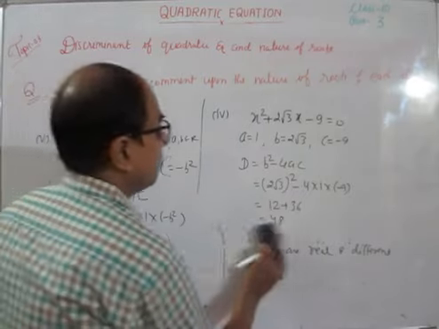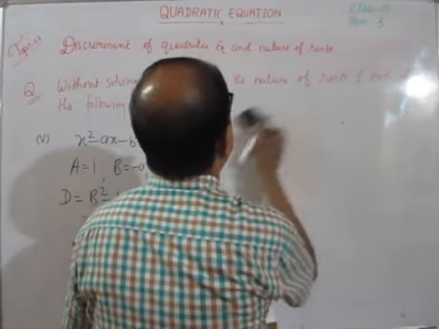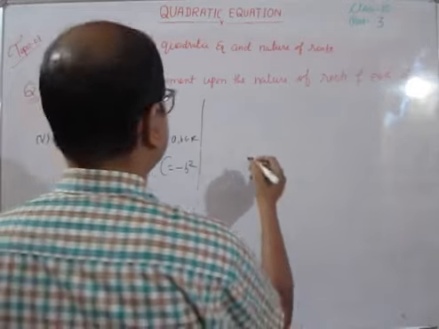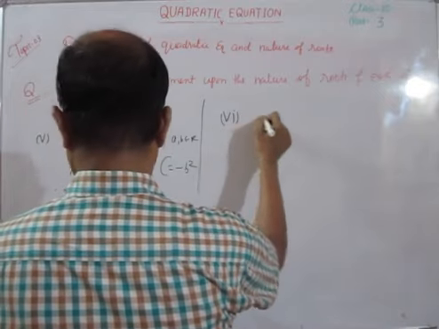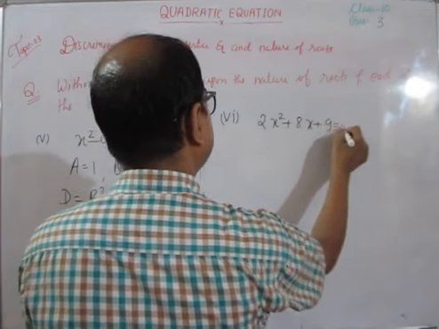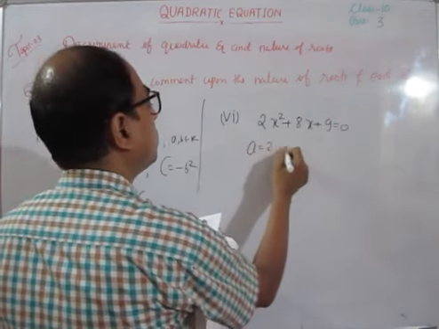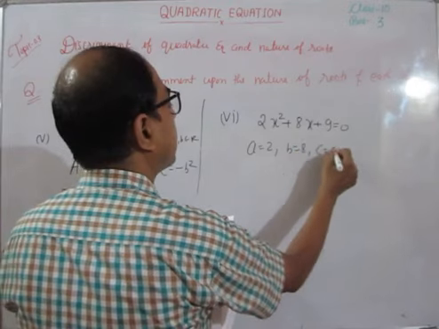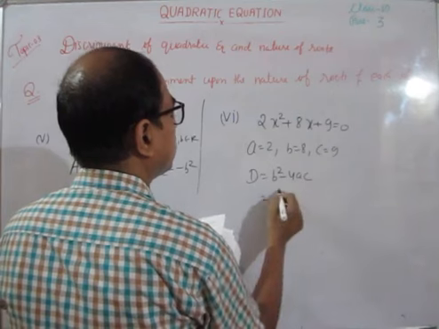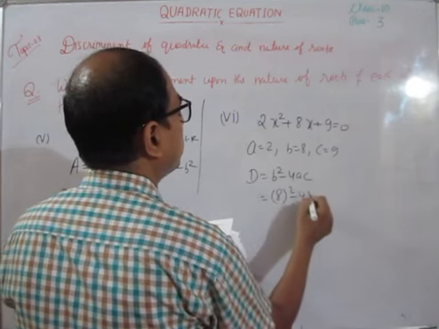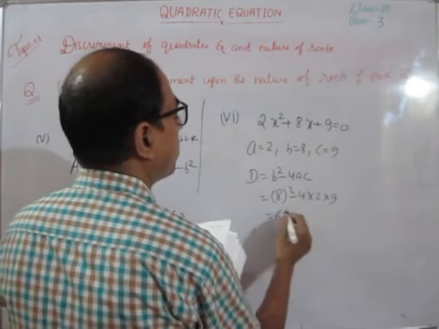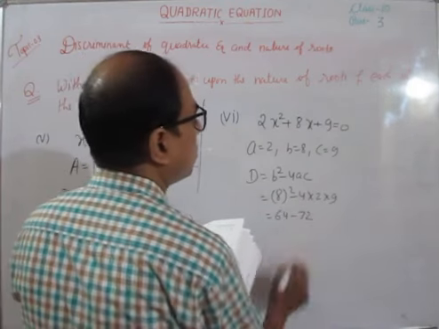Now let us solve one more question, and then we will end this part. Sixth, 2x square plus 8x plus 9 equal to 0. Here a is 2, b is 8, and c is 9. So discriminant will be b square minus 4ac. So 8 square minus 4, a is 2 and c is 9. So 8 square is 64 minus 72.